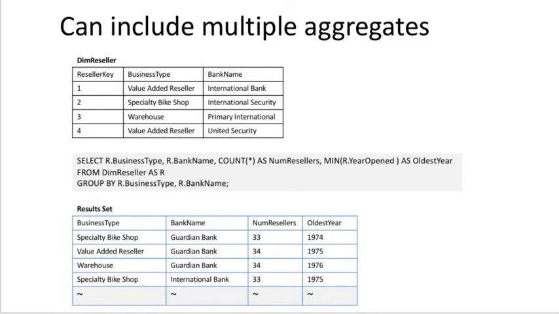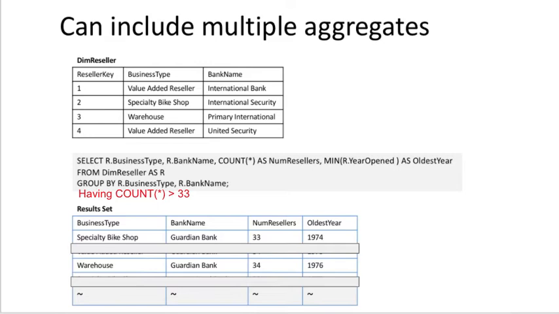So here's an example. This is the SQL statement with select, from, and group by. And then you can see the result set looks like this. We have the number resellers with 33, 34, 34, and 33 again. And then the oldest year.